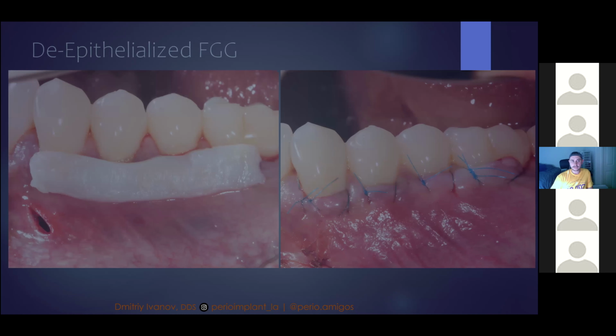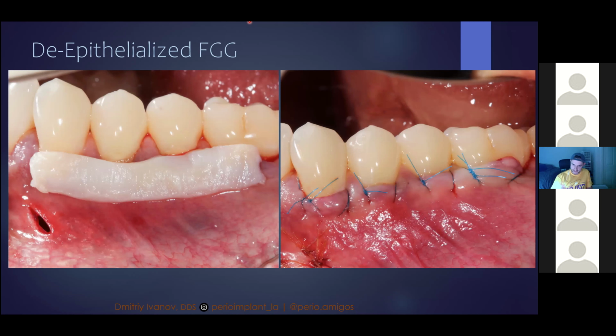Another way to harvest good quality connective tissue is to take a deepithelialized free gingival graft. So you take an FGG, just like we saw in the first part of the lecture, and remove the epithelial layer. We take a blade and just remove the very top layer, like 0.005 millimeters from the top, exposing all of that connective tissue. That's what you see in this left picture. This was a distal incision that was done. The tunnel was created mesiodistally, and we deepithelialized everything, removing epithelium and leaving connective tissue only.